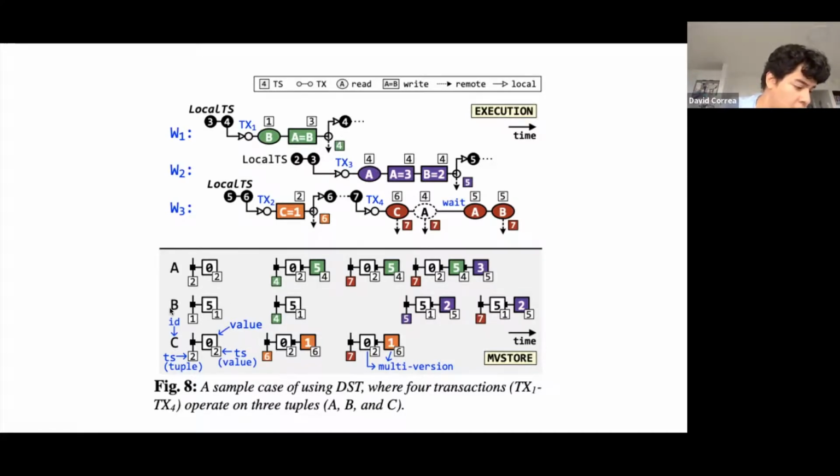And after it installs a new timestamp into tuple B, which is timestamp 4. And then after that, transaction 3 will derive a larger timestamp and use it to install it into tuple B. So the larger timestamp here, we see 5 is installed here once we overwrite it from 5 to 2.